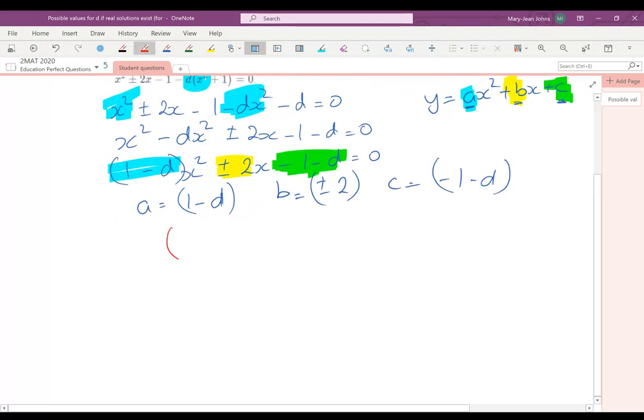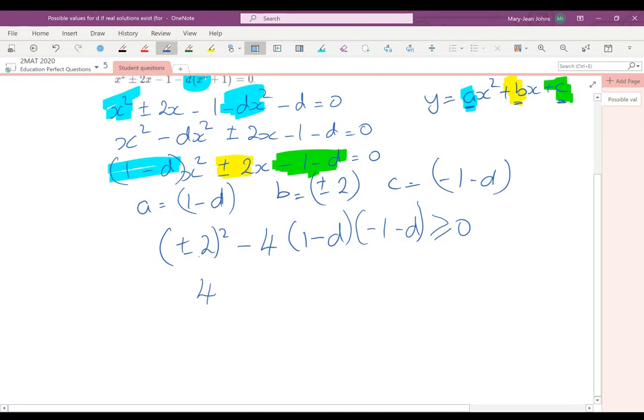Red pen. I've got plus or minus 2 squared minus 4 times a, which is 1 minus d, times c, which is minus 1 minus d. It's got to be greater than or equal to 0. Now, any number, whether it's positive or negative, squared gives you a positive answer. So here, 2 squared is 4.